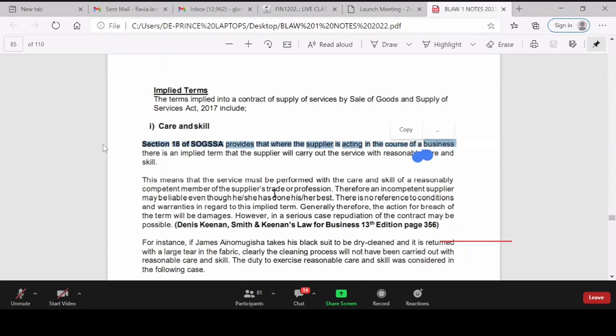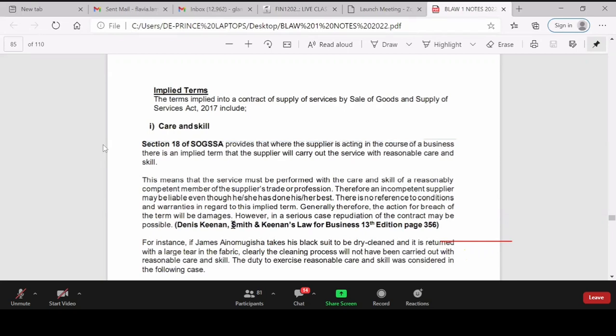Care and skill means you have acquired a certain knowledge regarding something. And so when you're called upon to offer this particular service, you must exercise that knowledge skillfully, carefully, meaning you're not careless, you're not negligent, but you must be careful to make sure that nothing wrong happens. If you're a doctor, you have gone through school, you have learned all these things about being a doctor, medicine. So when a patient comes to you, you must exercise your skill and treat them carefully.